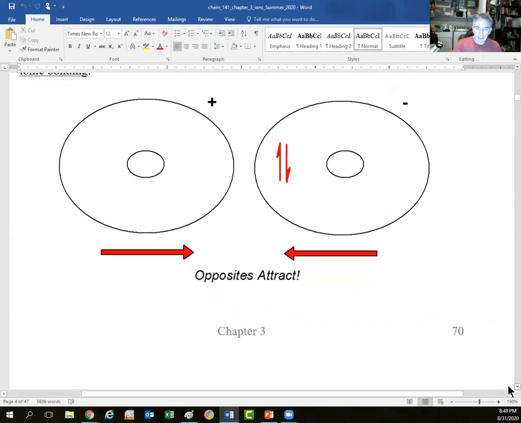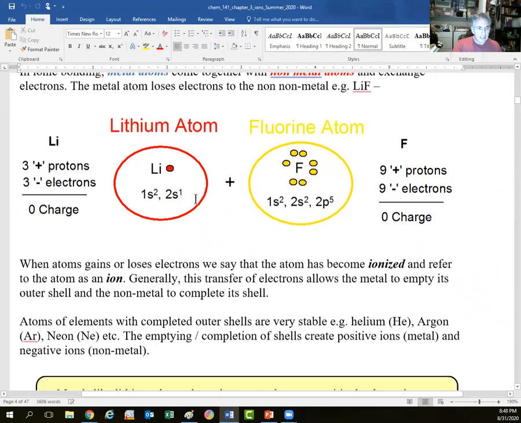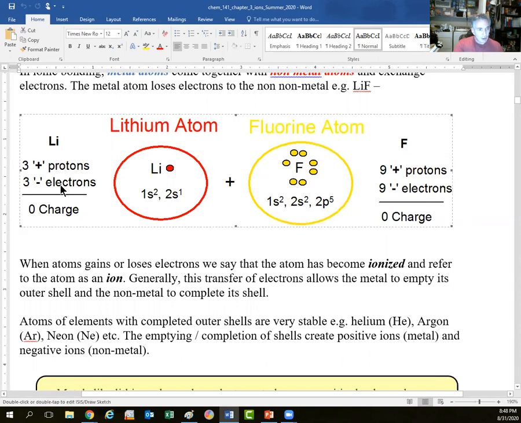So let's take a look at an example and see how it works. For example, an atom of lithium combining with an atom of fluorine, a metal and a non-metal. Now, both atoms start off electrically neutral. The lithium has three protons, but it also has three electrons, so no charge. But it does have one electron in its second shell, in that 2s subshell. That's the electron furthest from the nucleus.